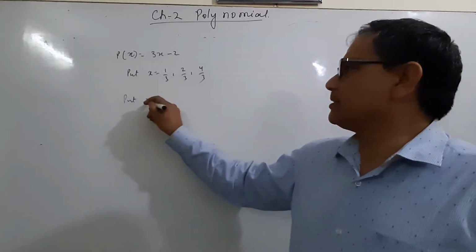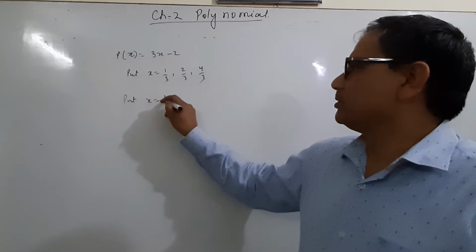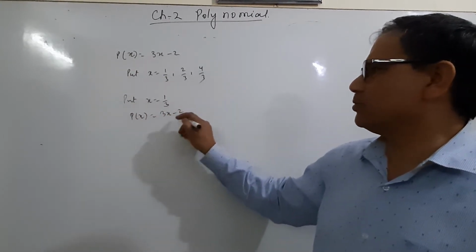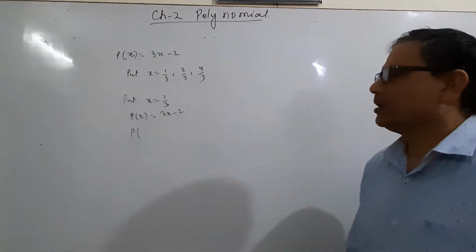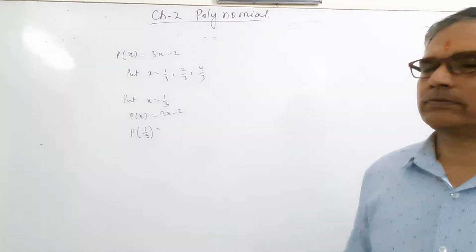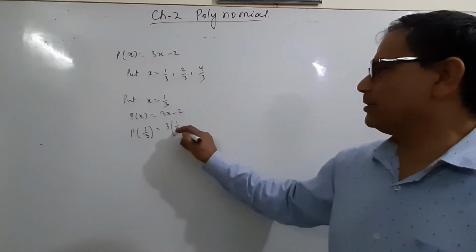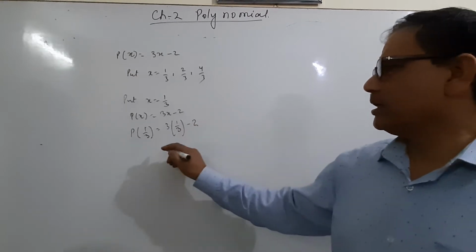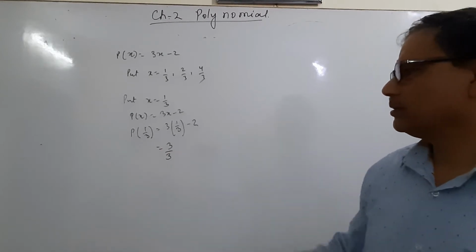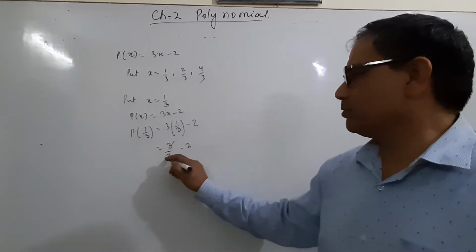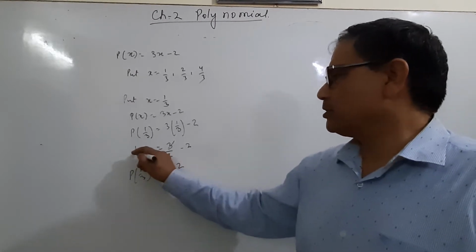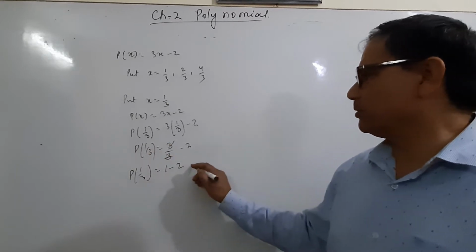Put x equal to 1 by 3, where P(x) = 3x - 2. What do I have to put? P(1/3) = 3 into 1 by 3 minus 2. Then what is your answer? The 3 will cancel: 1 minus 2. So P(1/3) is equal to minus 1.